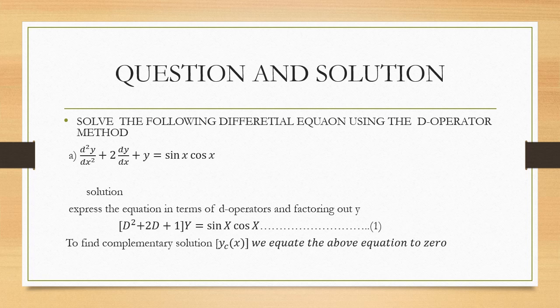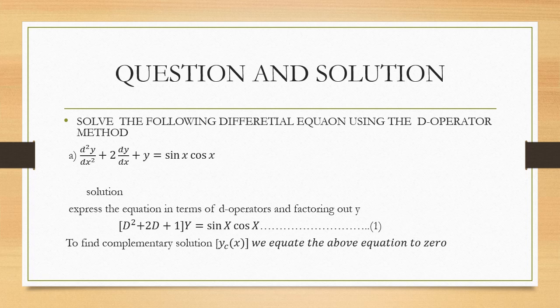The second derivative is represented by D squared, and the first derivative is represented by D. So from here we have (D squared plus 2D plus 1) y is equal to sine of x cos of x, if I factor out y.